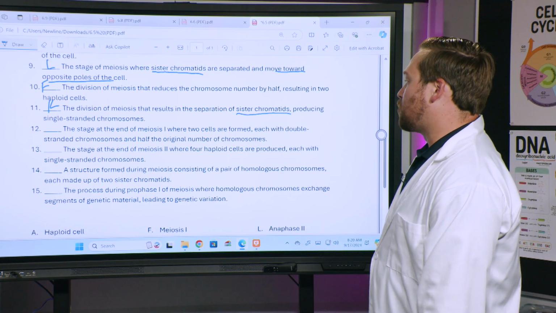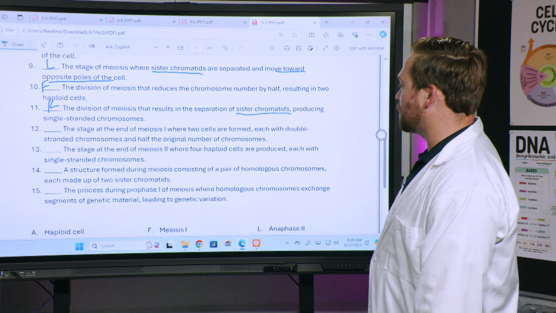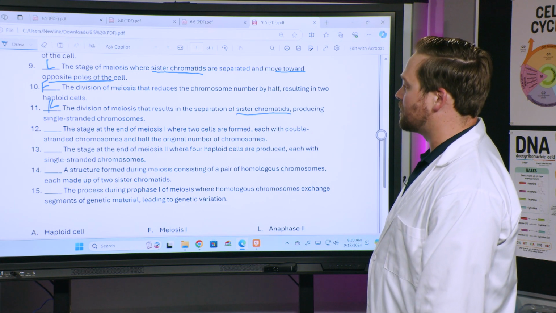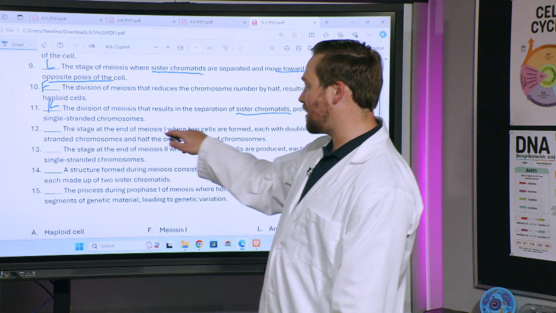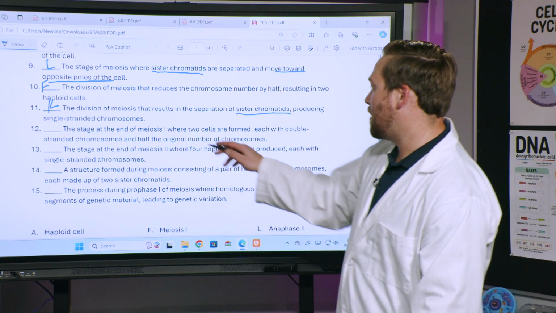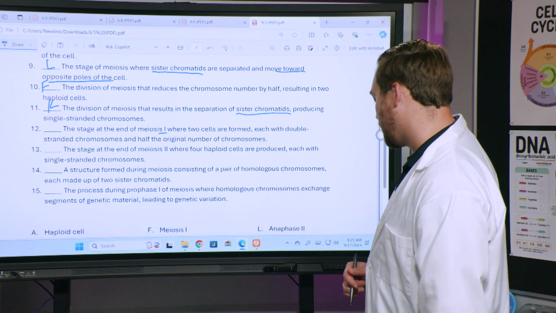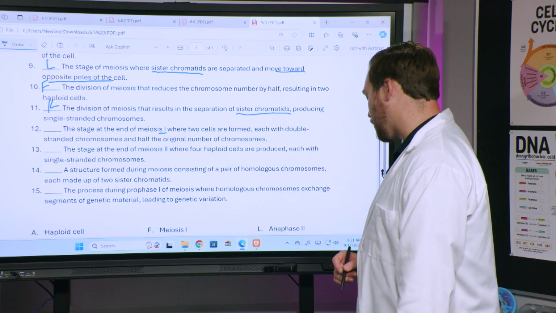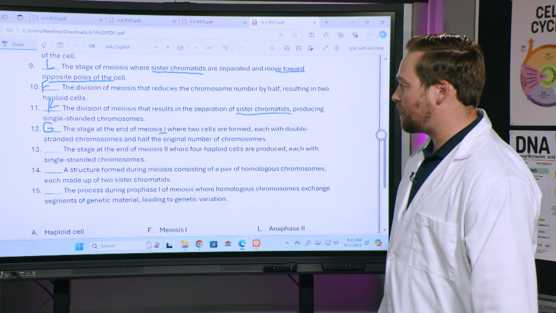12. 12 says the stage at the end of meiosis 1 where 2 cells are formed, each with double-stranded chromosomes and half the number of chromosomes. Well, because this says the stage at the end of meiosis 1, we know that the last part of PMAT is telophase, and because this says the end of meiosis 1, we know it's probably telophase 1. All right, so for 12, let's go with letter G. Okay. Y'all are doing great, just a couple more.